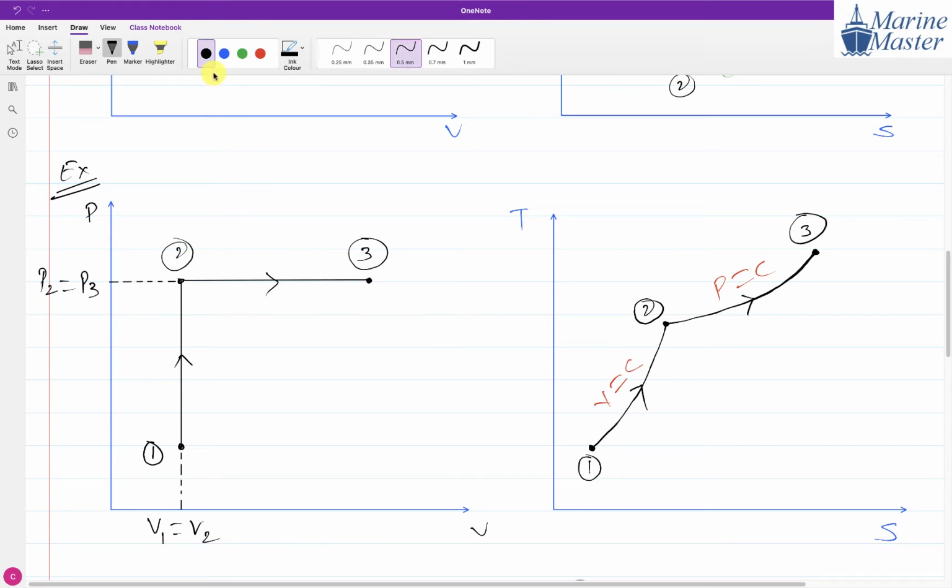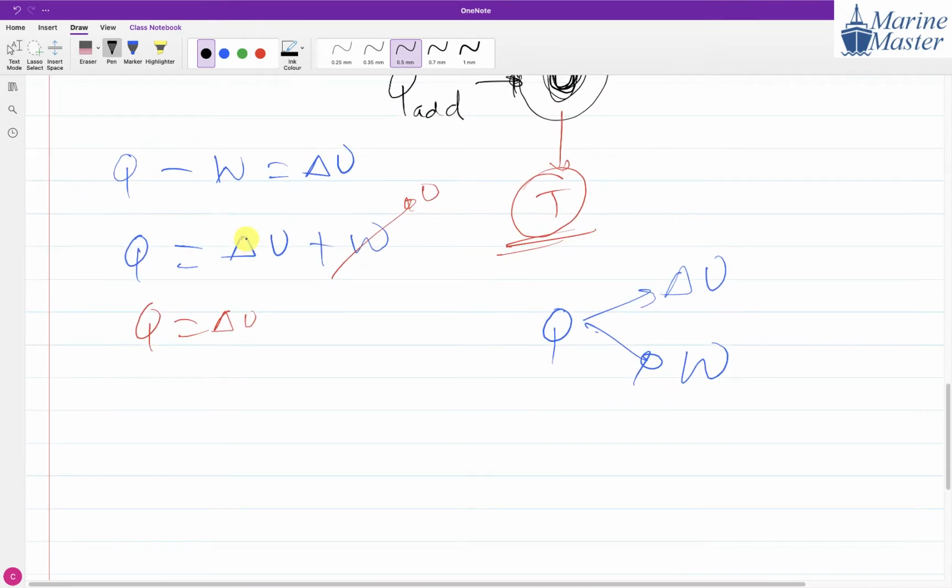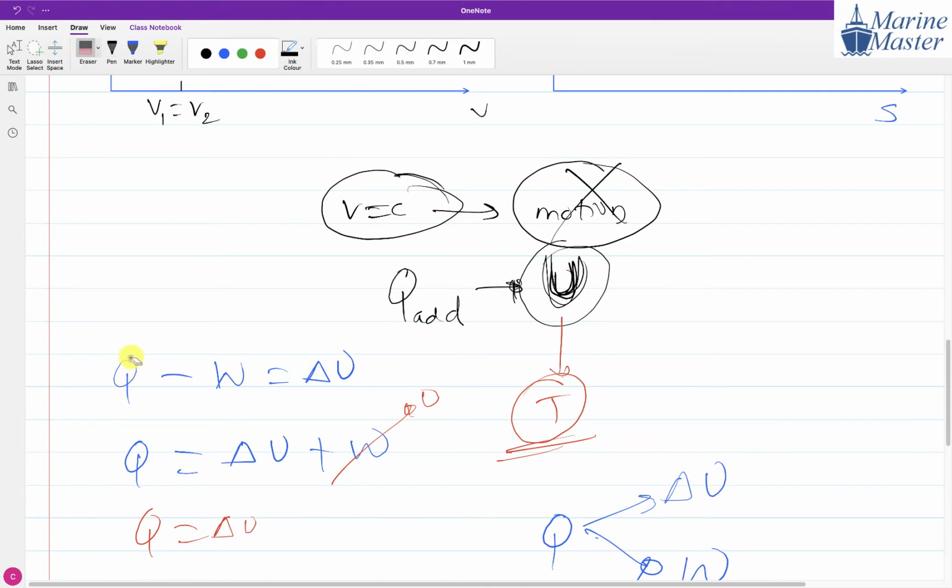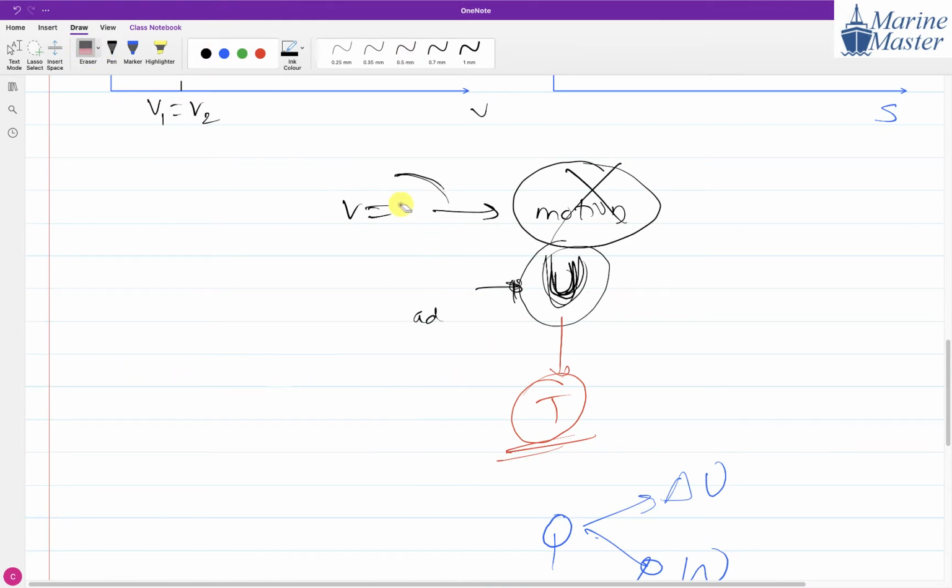Now try to see the next point here. What will be our next point? No, we don't need this discussion. The next point will be boundary work relation.